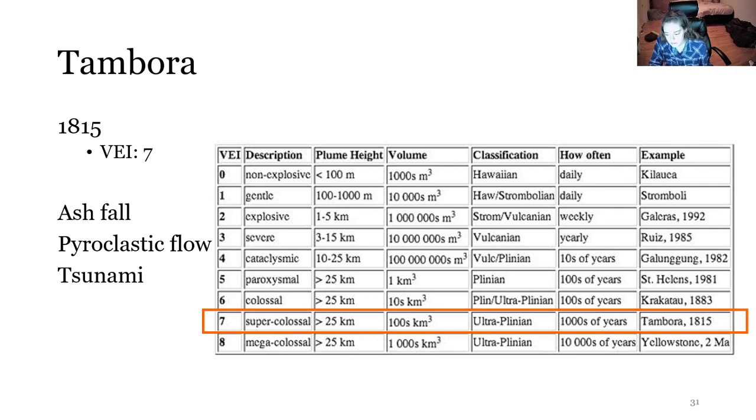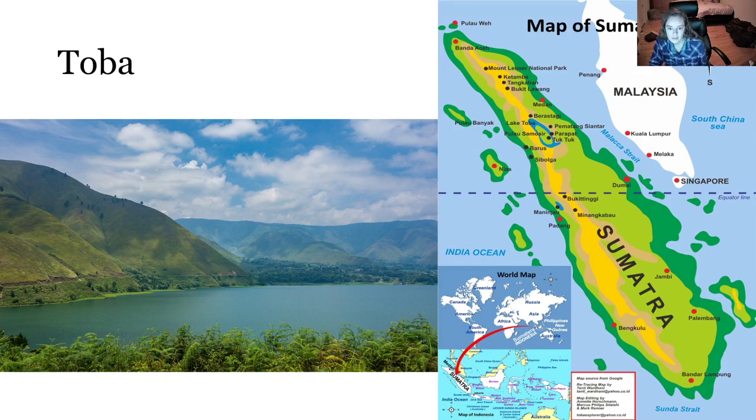So 1816 became known as the year without a summer due to impact on North American and European weather. So in the northern hemisphere, crops then failed and livestock died, which resulted in the worst famine of the century. So that just shows how one little volcano in Indonesia can have a global impact if the explosion is big enough. So the last volcano we're going to talk about is Toba.